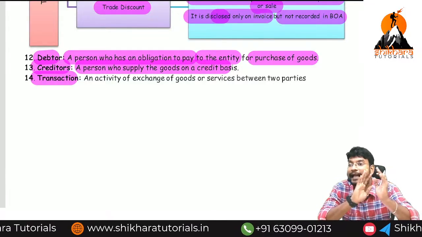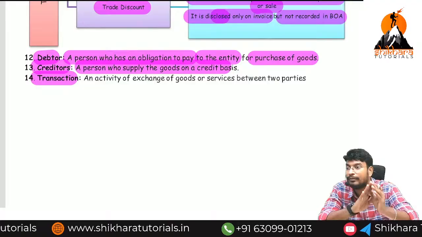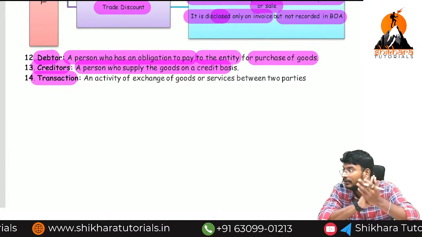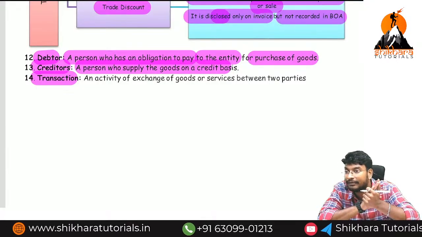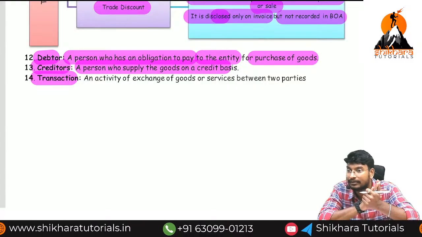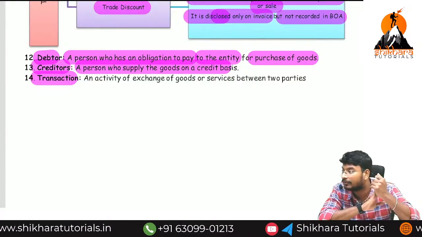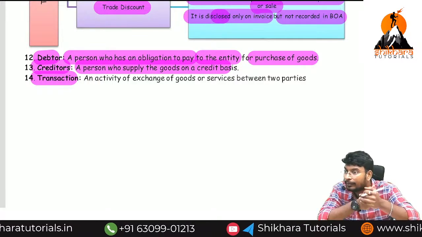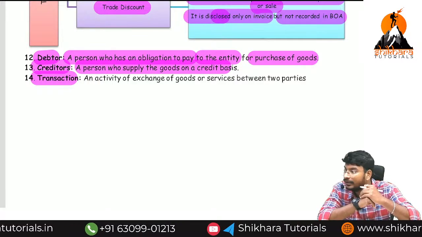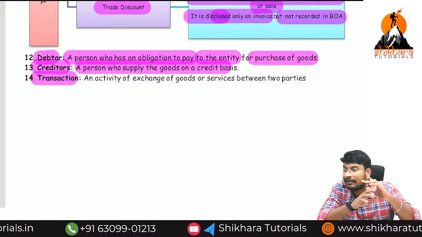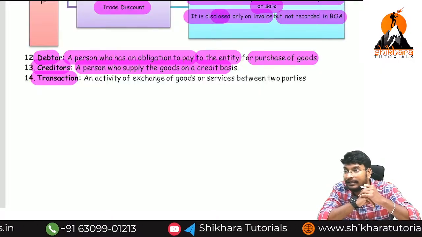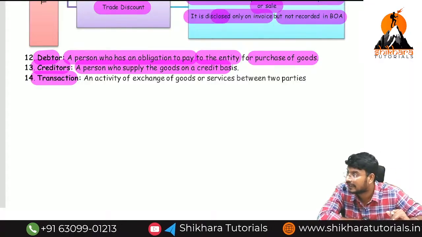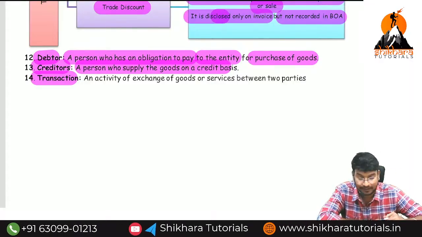Transaction means any activity which is performed by one person. For example, you are coming to the class. This is one type of transaction. Next, you are listening in the class, you are opening the books, you are sleeping, you are brushing. All these things are called activities. An activity is called a transaction. Are you getting the point?